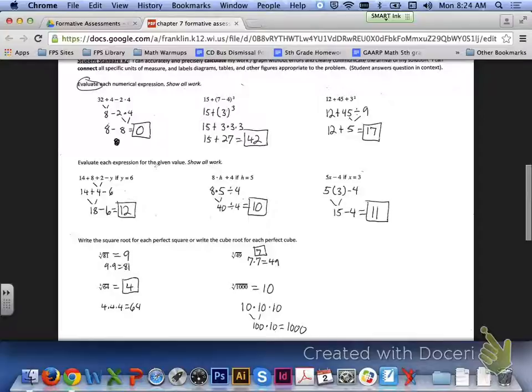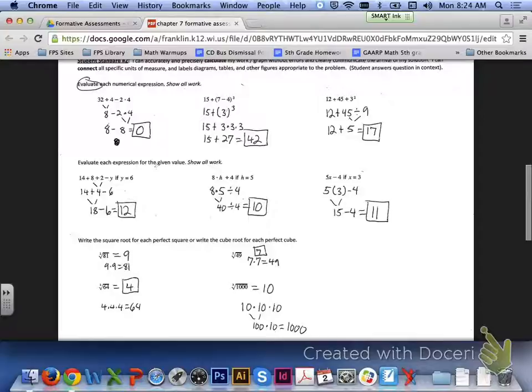The next problem, 5x minus 4 if x equals 3. So we put 3 in for x, 5 multiplied by 3. Remember, 5 would be the numerical coefficient of the variable, which means you need to multiply. So 5 multiplied by x, or 5 multiplied by 3, so that would equal 15, that product would. And minus 4 would equal 11.